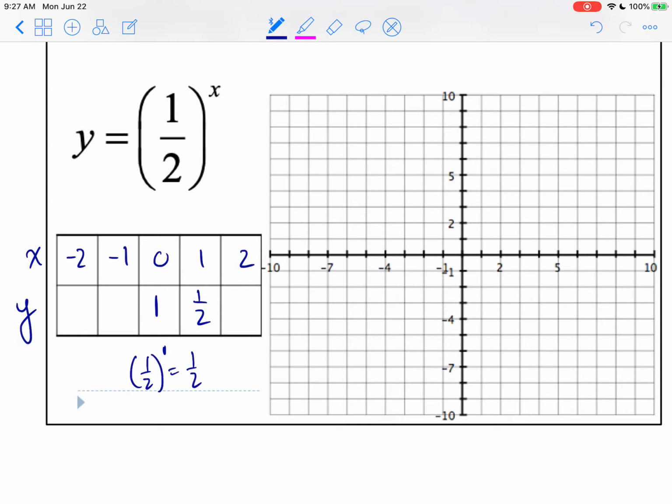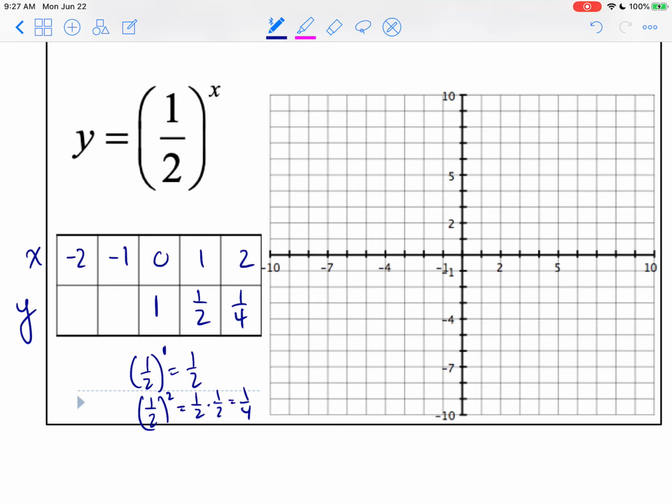And so now when I raise it to a power, 1/2 squared is 1/2 times 1/2, which is 1/4. It's smaller. So now when I raise 1/2, our base, to a larger exponent, the output's going to get smaller as I move to the right.